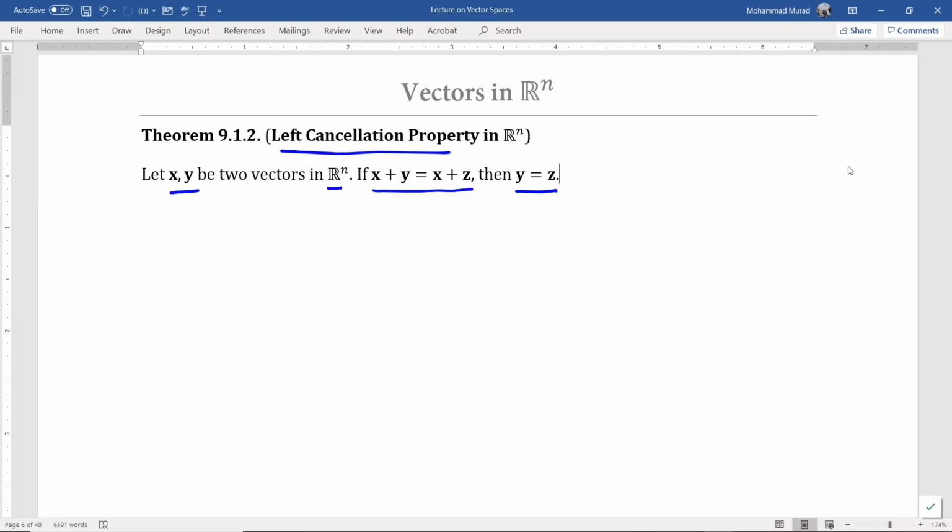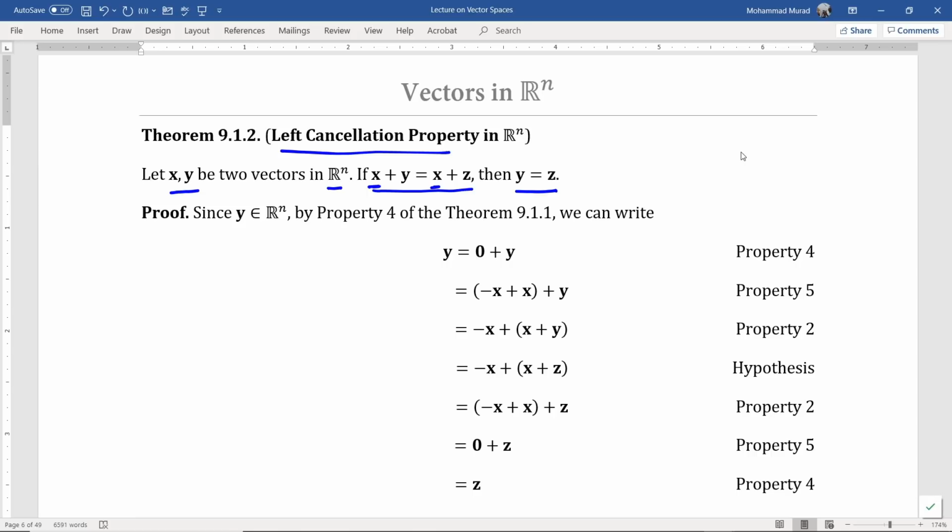Observe here that we have an x on the left-hand side of the equation and an x on the right-hand side as well. So if we have an equation like this, x plus y equals x plus z, then y must be equal to z. This property is called the left cancellation property in Rn. Let's have a look at the proof of this theorem.